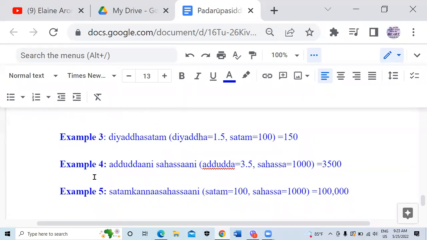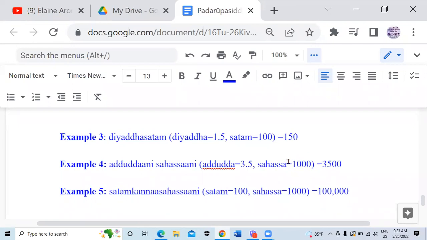Okay. So example three, Diyata Satan. So Satan, Diyata. Diyata means 1.5. Satan means 100. 100 is the biggest number. Okay, the biggest number. This Satan, 100, is multiplied by 1.5. So 1.5 means 50, right? So that's why we have 150.